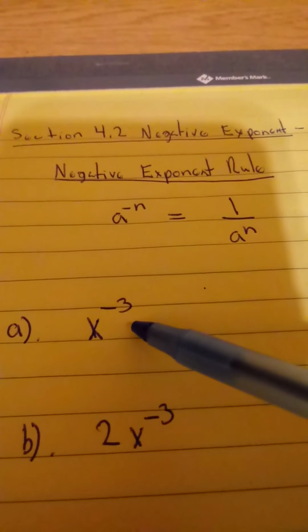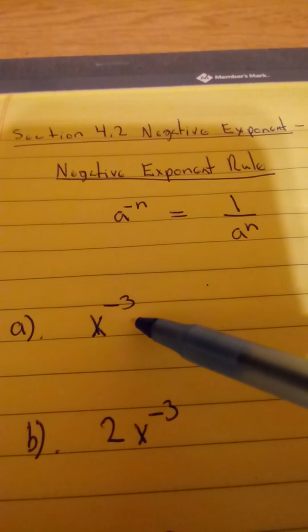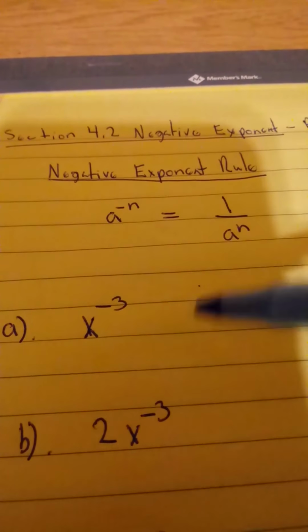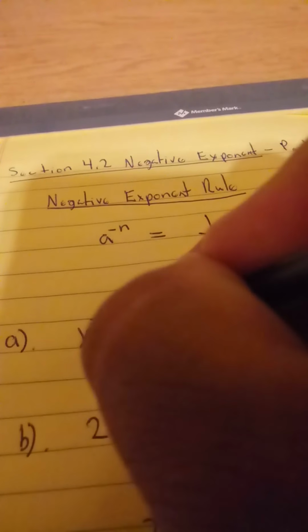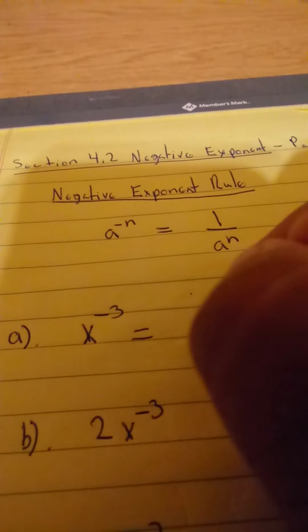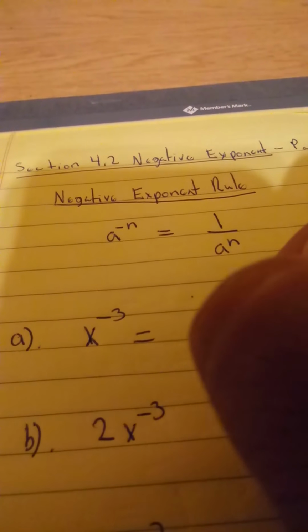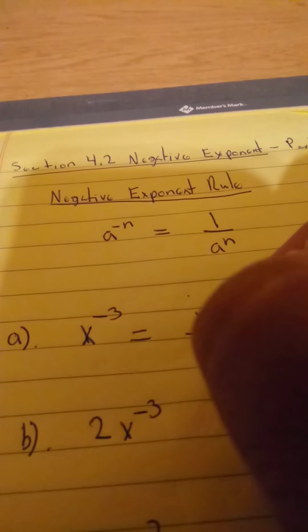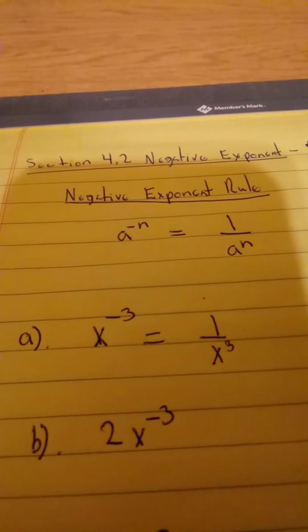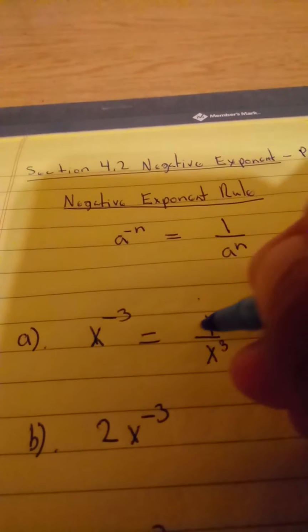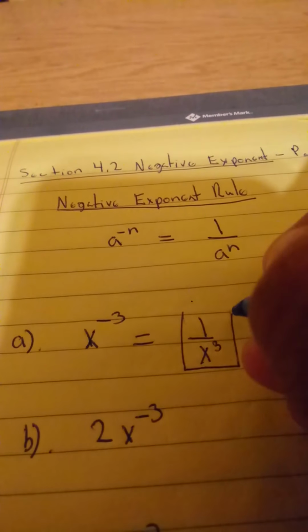So if we take a look at number 1a from your worksheet that I gave you, x raised to the negative third is rewritten as 1 over x to the third. And that would be your answer right there. There's no need to do anything else besides that, so we're going to go ahead and keep it that way.